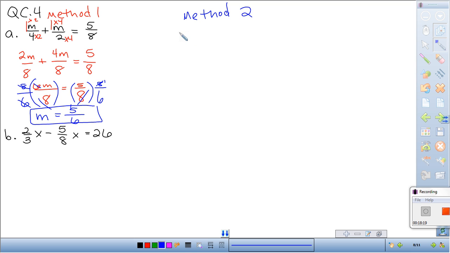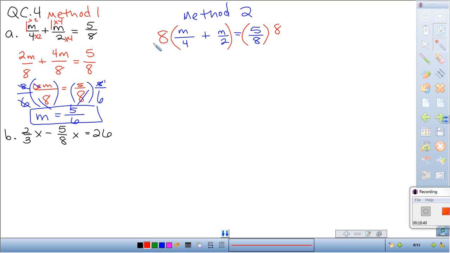So I'll start with my original, m divided by 4 plus m divided by 2 equals 5/8. Start by finding the least common denominator for all fractions. The least common denominator for all fractions is, again, 8. And then you have to multiply every single term by 8. So I have to put parentheses around the whole left side and parentheses around the right side to make sure everything gets multiplied by 8.